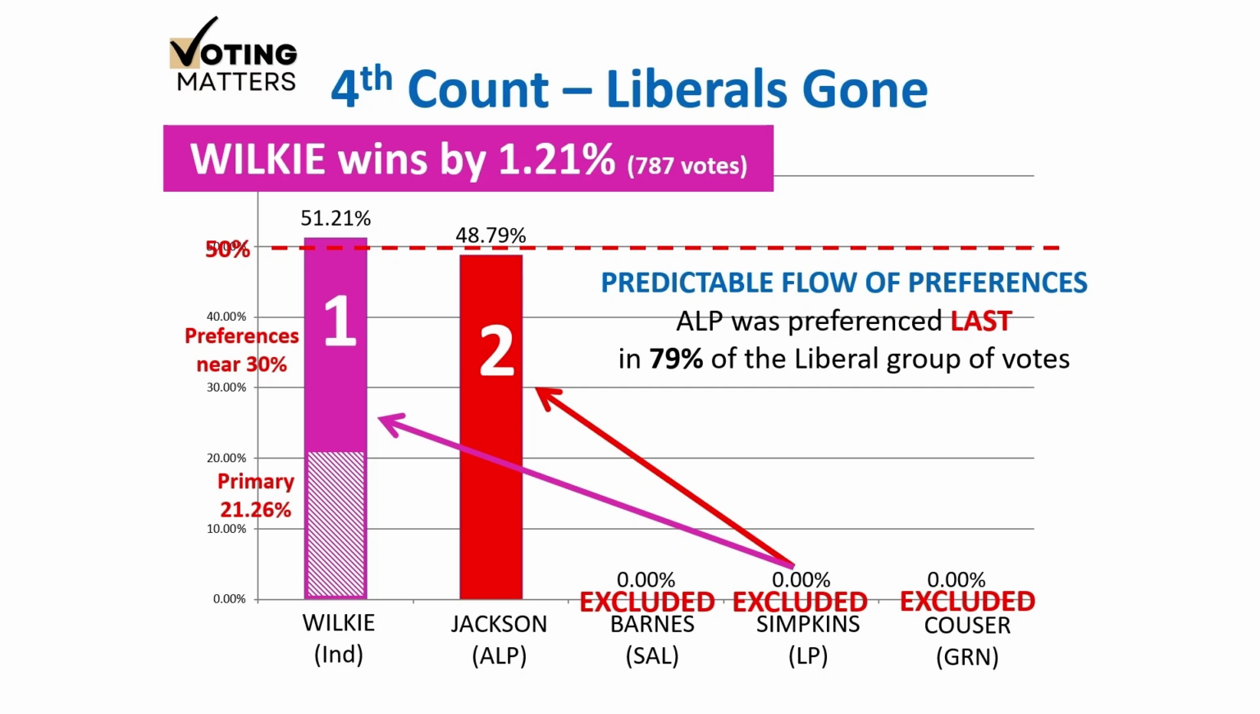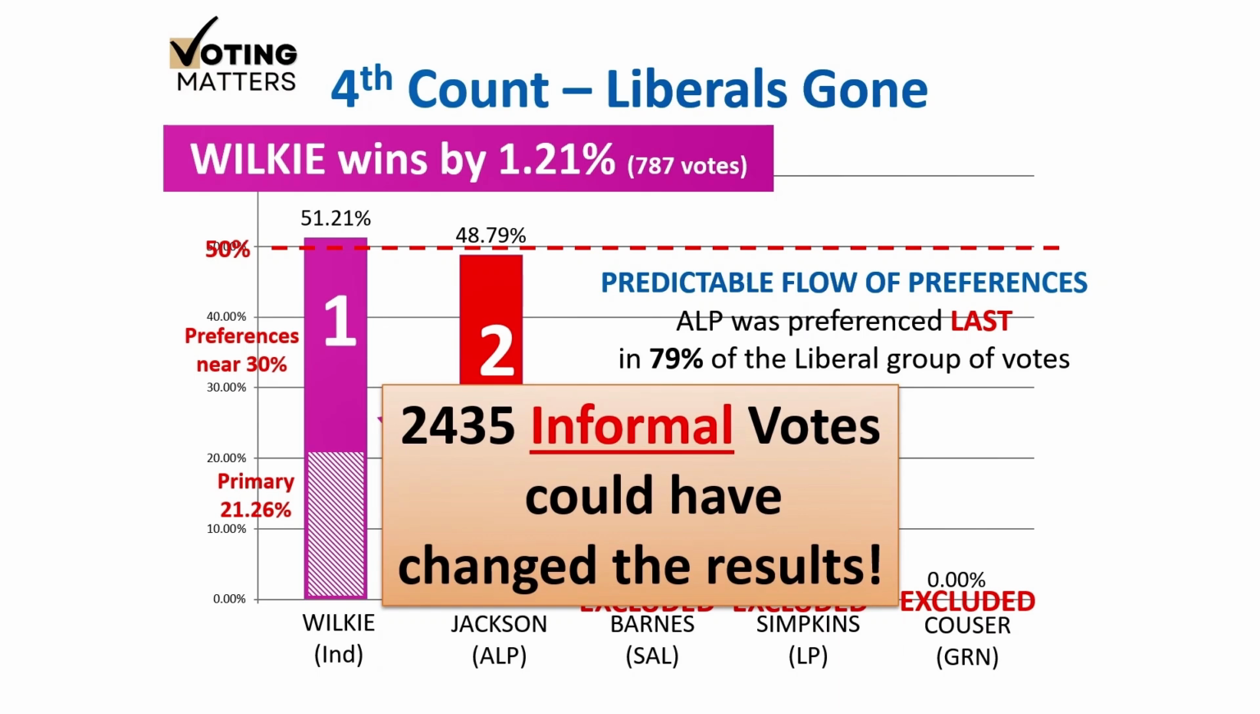And also, in this election, there were 2,435 informal votes, which cannot be counted. Had they been filled in correctly, the results could have been dramatically different. Please don't deliberately make your vote informal by drawing or writing silly things on your ballot. Even if you don't like any of the candidates, you can still get the satisfaction of placing the worst one last. That's democratic power.